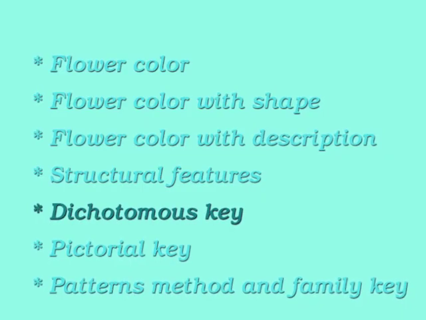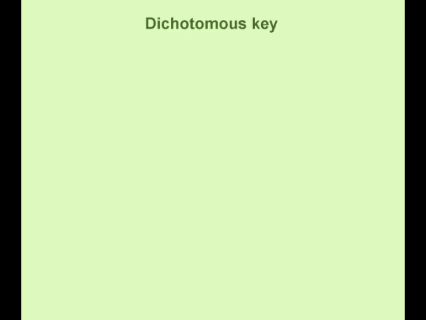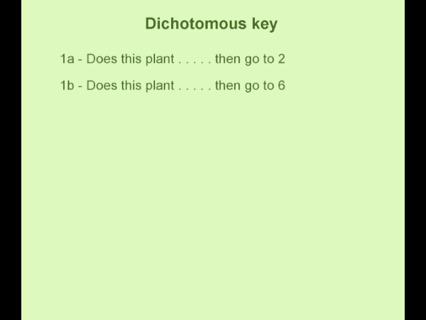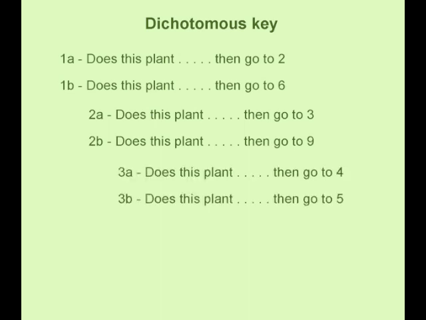A dichotomous key uses pairs of statements. You have to look at the first pair and decide which statement is most accurate in describing the plant. That answer then leads to a second pair of statements. Whichever statement is most accurate in the second pair points to a third pair, and so on, until you get to the end of the pairs and discover the identity of your plant.